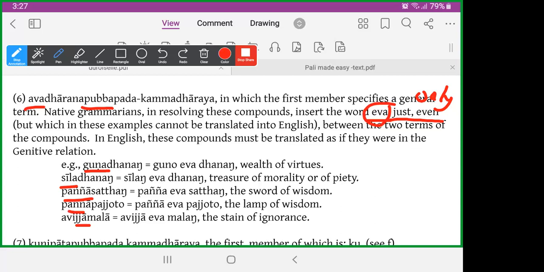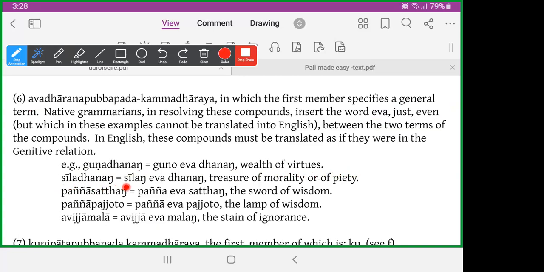So the first member is a general term. All right, so we look at the example here. Guna danam, Guno ewa danam. Okay, let's read together. Guna danam, Guno ewa danam. Wealth of virtues.